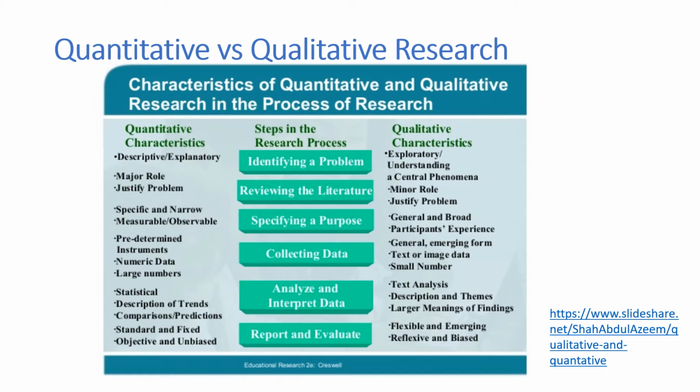It can be textual data, spoken data, image data, and a much smaller sample or size of data set. Text analysis is often focused on description and themes and looking at the meaning behind findings. The reports and the style of writing and how we report our findings in qualitative research is more flexible, and there can be a reflexive kind of nature in some types of qualitative research.